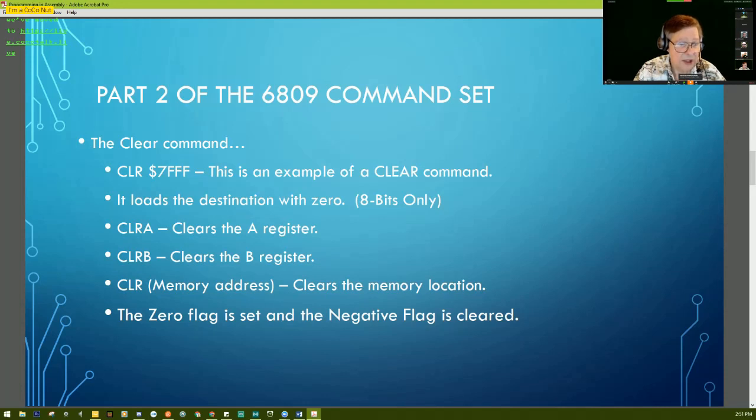But basically, that's one thing that they found that programmers use a lot, is they clear things. They set them to 0. So they made this a special case instruction. But once again, on the 6809, this is strictly an 8-bit only operation. It does not work on the D, X, Y, U, and S registers.